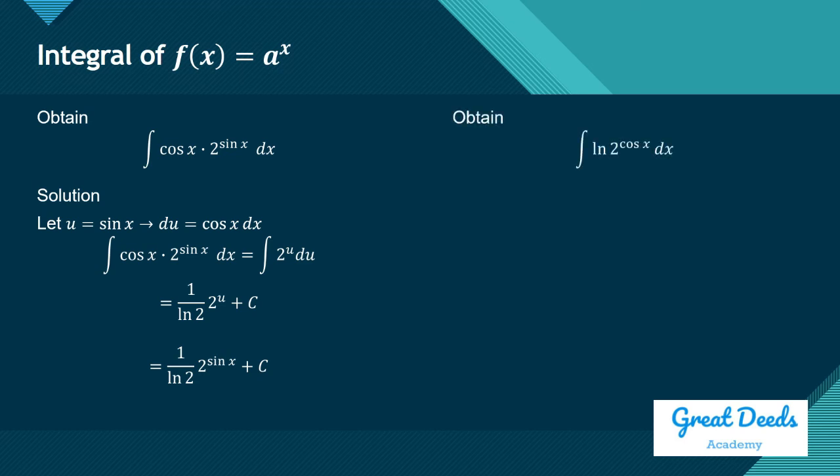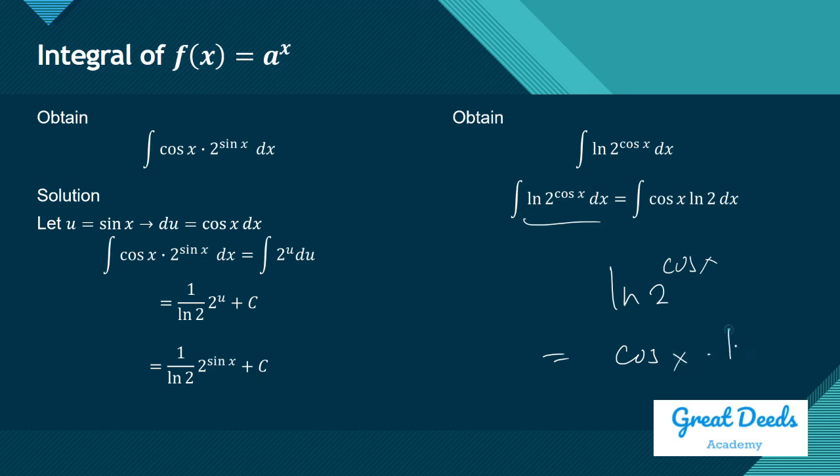Obtain the integral of ln of 2 raised to cosine of x dx. I hope that you can recall this from your senior high school math, general mathematics, the logarithms, the natural logarithms. Ln of 2 raised to cosine of x is just the same as cosine of x times ln of 2. That is among the properties of your logarithms.